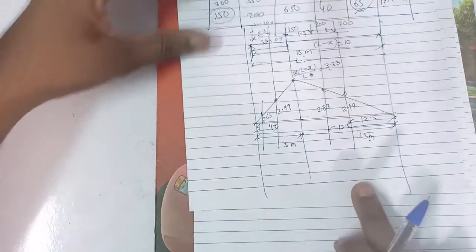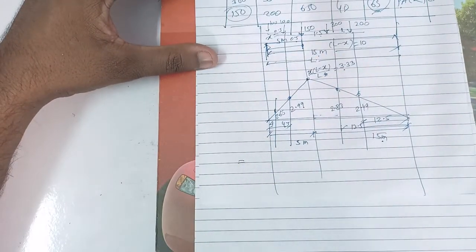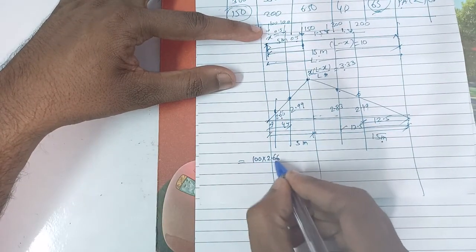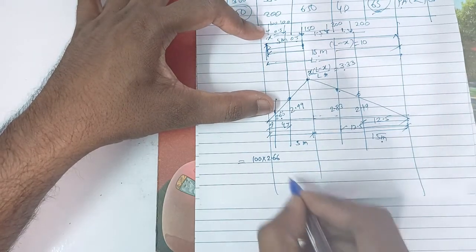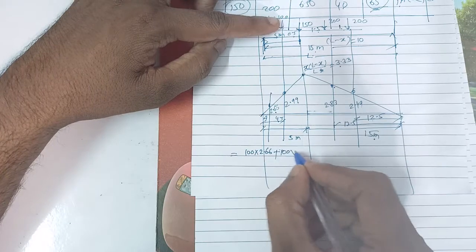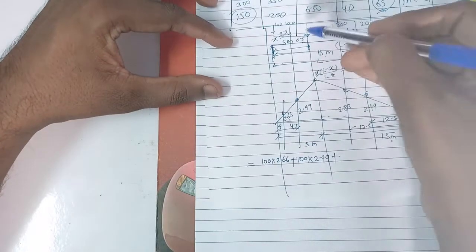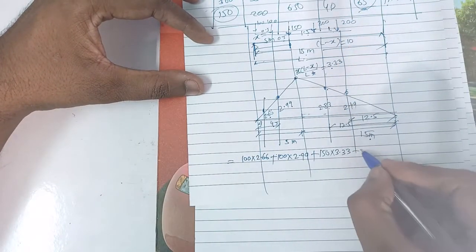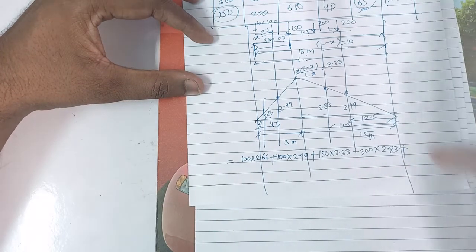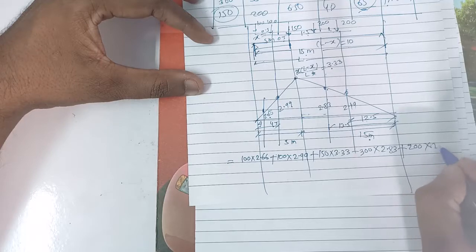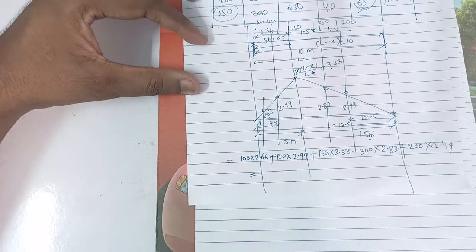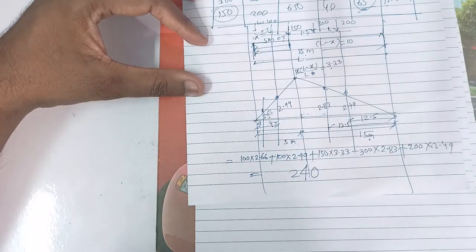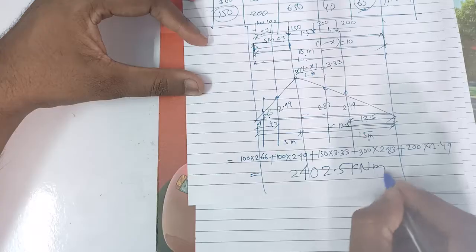Now finally what we are going to do is calculate the maximum bending moment. Here the load is 100, so 100 into 2.66, plus again here 100 into 2.99, plus this 150 is maximum, so 150 into 3.33, plus here the load is 300, so 300 into 2.83, plus this is 200, so 200 into 2.49. When we solve this in your calculator, you will get the maximum bending moment as 240.25 kN meter.